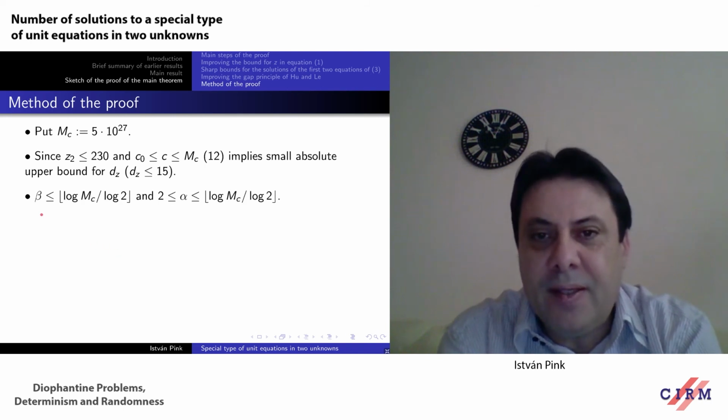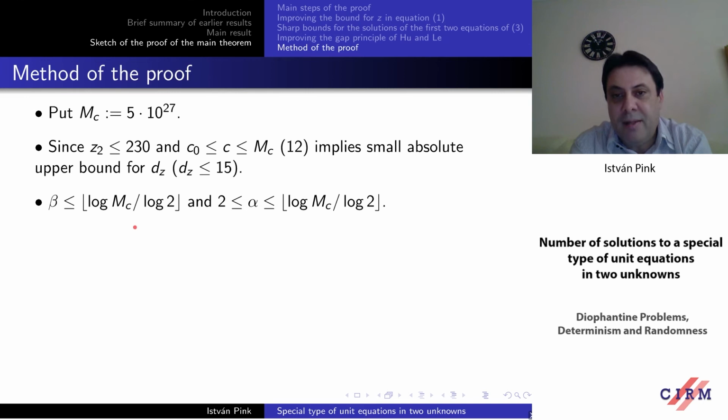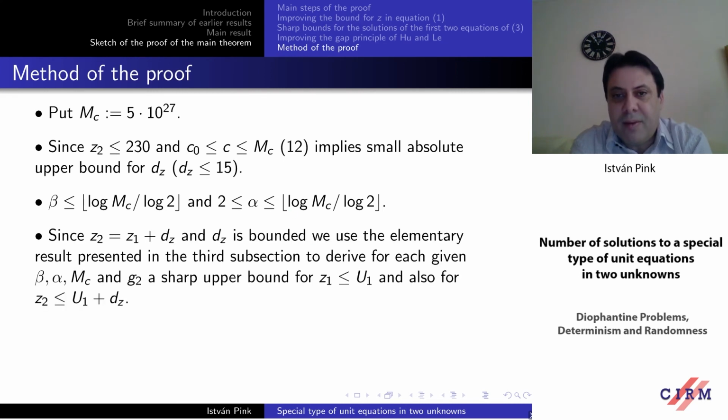After that, by the definition of beta and lambda, we have the corresponding upper bounds for beta and lambda, which are logarithmic in MC, so not too large. And now comes a tricky step. Since Z2 is Z1 plus DZ, and we know that DZ is already bounded, we use the elementary result presented in the third subsection to derive, for each given parameters beta, alpha, MC, and G2, a sharp upper bound for Z1, and also for Z2. In this way, we get a much better bound than this 230 here.